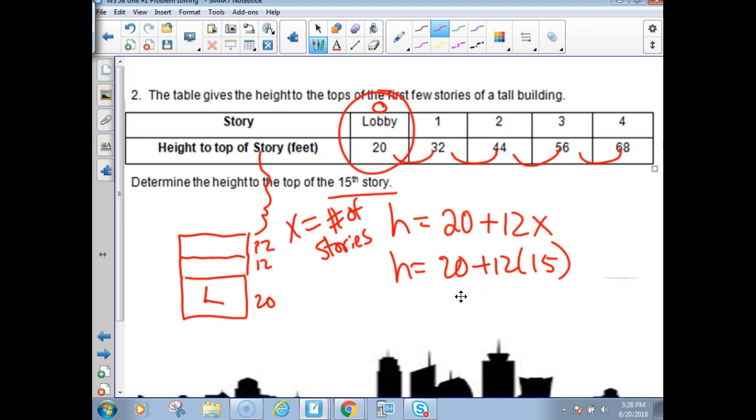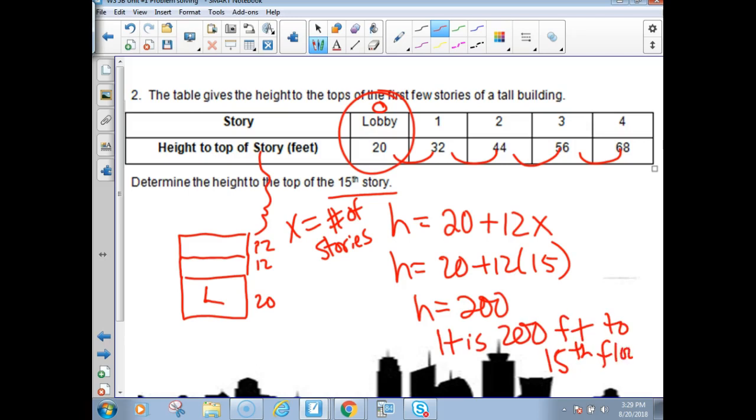So I forgot what this came out to. 200 feet, because you got to make sure you include that 20, guys. All right, so it is 200 feet tall. 200 feet to 15th floor. I don't know if it has more floors.